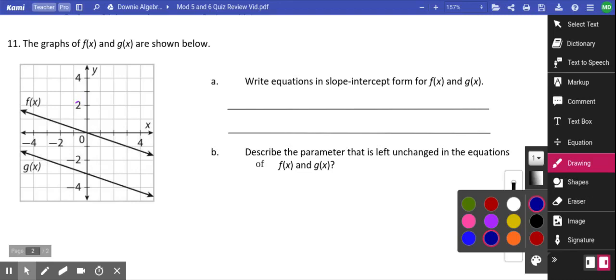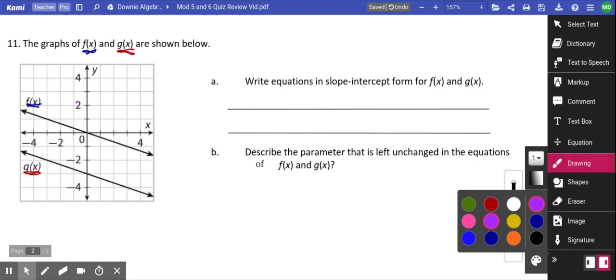Taking a look at number 11, we're given a coordinate plane with two functions graphed: my function f of x and my function g of x. Letter A tells us to write these equations in slope-intercept form for both f of x and g of x.